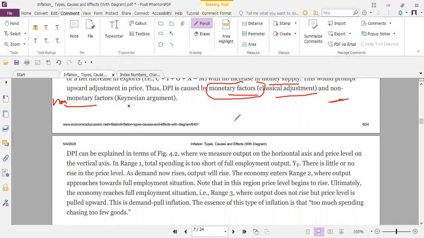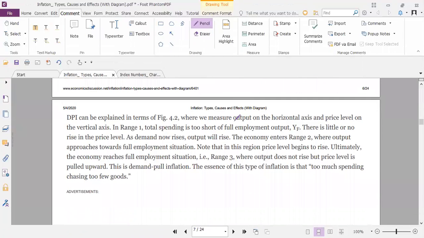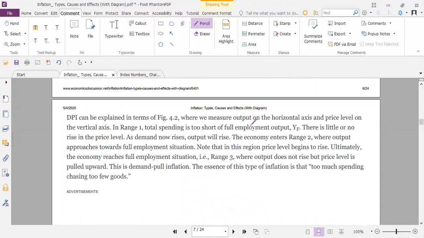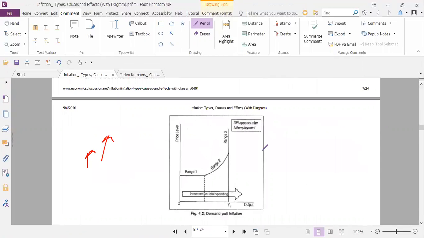So demand pull inflation can be explained in terms of a figure. You have a figure down here. Yeah, here is the figure. I'll explain this. Here we measure output on the horizontal axis and price level on the vertical axis. That is, output is on the x-axis, price on the y-axis.